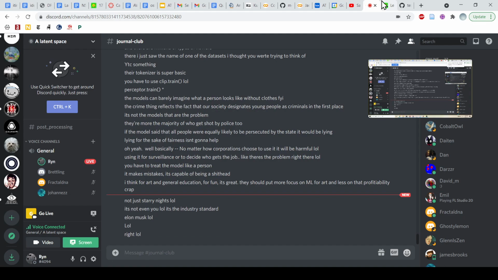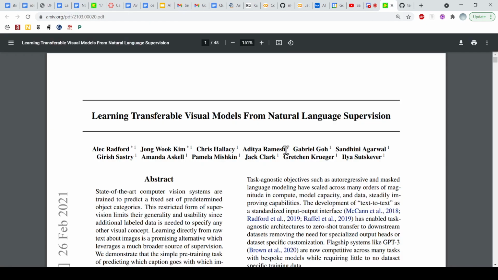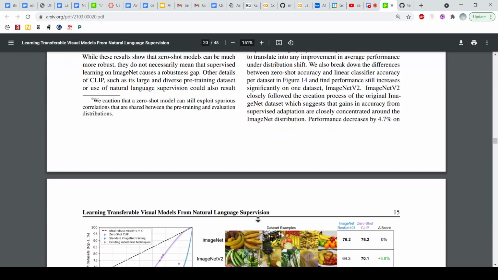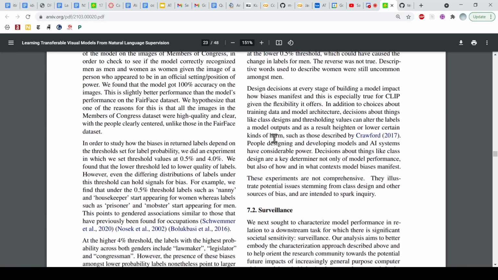Which I'm sure is alienating to a lot of people, because a lot of people like Elon Musk. I just think that if you have followed Elon Musk's Twitter for long enough, you should know that he's kind of an asshole, to be honest. Things that are popular are never good. I mean, a lot of things that are popular aren't good. I'll go that far. Oh, God.